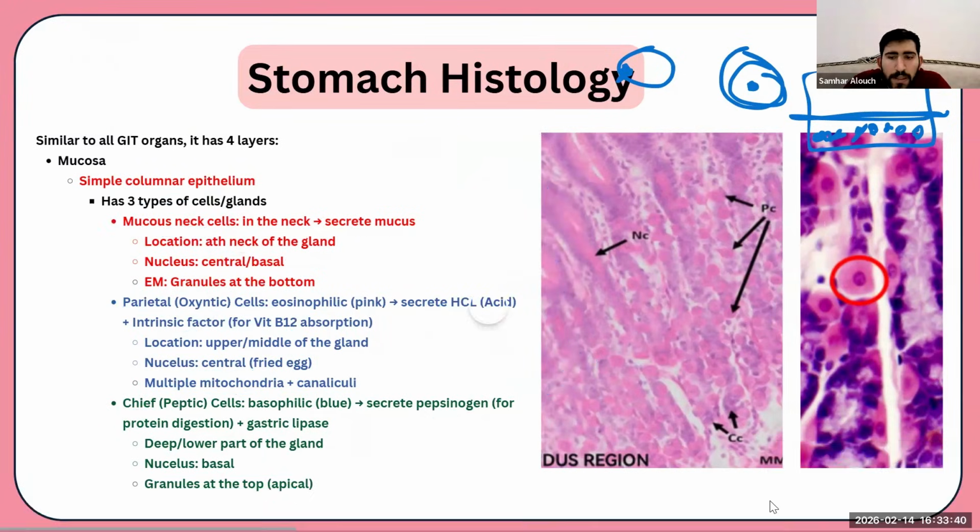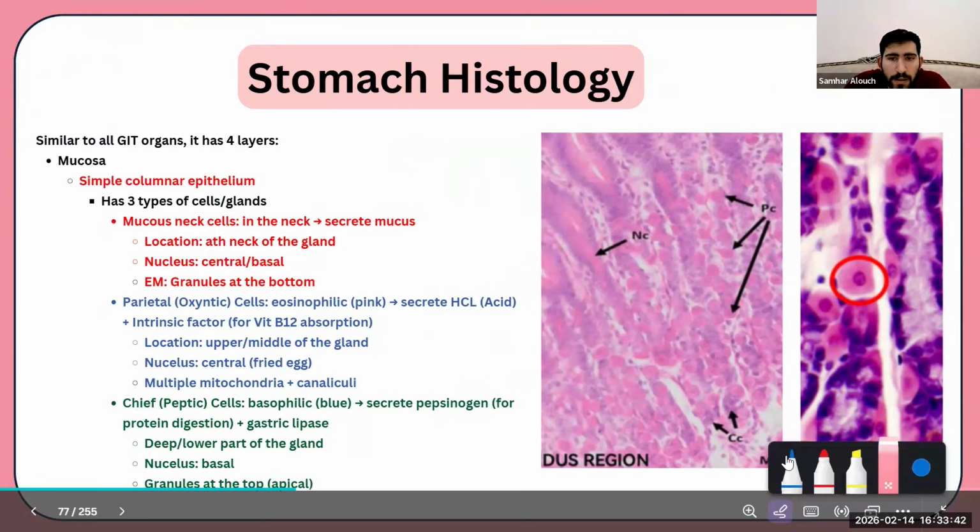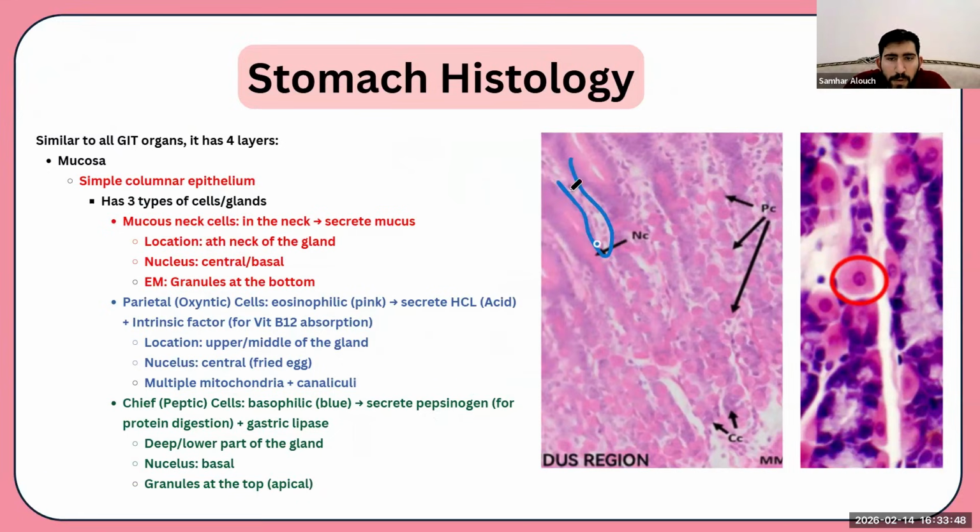We said we have three types of cells. First, we have mucous neck cells. This is a gland, and here it goes up. Here we will have mucous neck cells at the neck. Okay? And we have the parietal cells. They are on the upper part. So if we divide this picture into two parts, upper and lower, the upper part is the parietal cells.